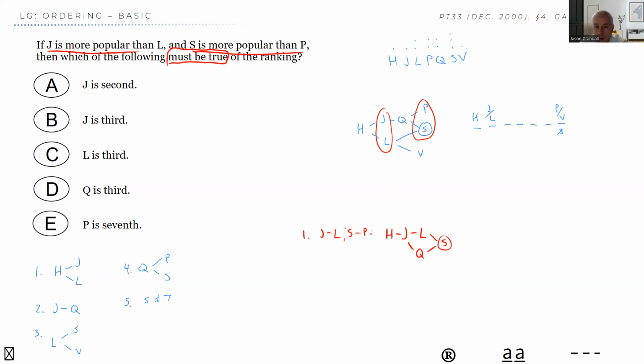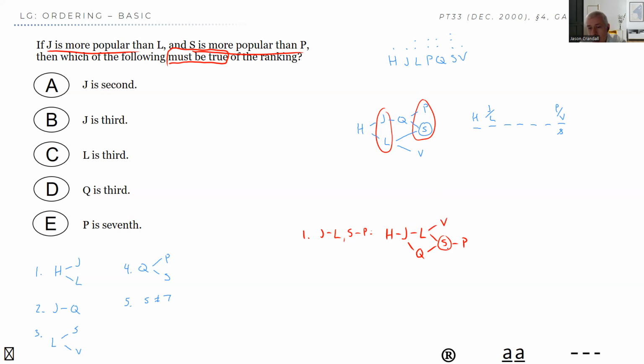Now I have another new idea, another new variable. I've addressed J and L. I need to include S and P. So I'll draw S before P. So that resolves that uncertainty about the relationship between S and P. And then I still have to account for V. V is unchanged by the new constraints.